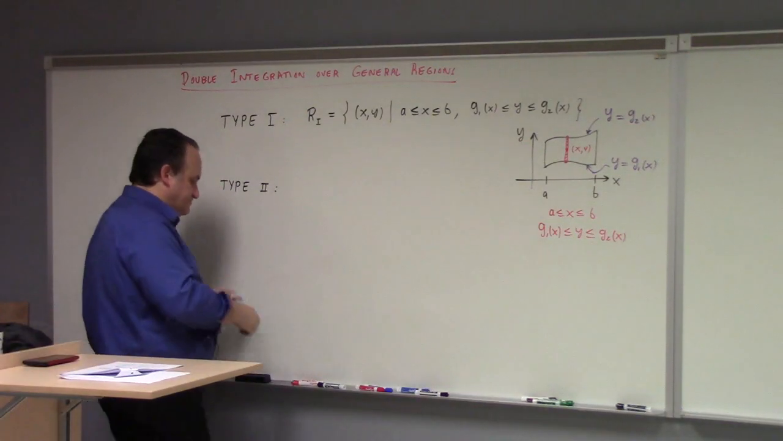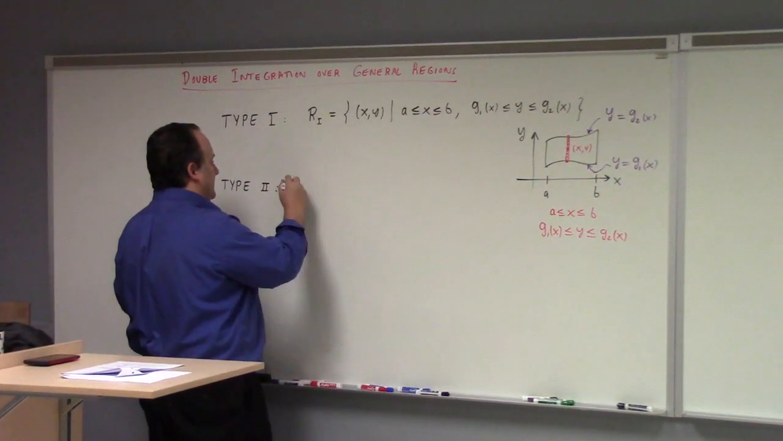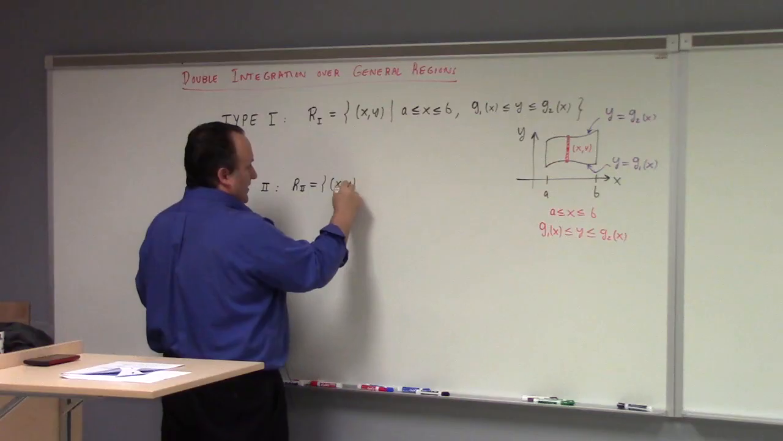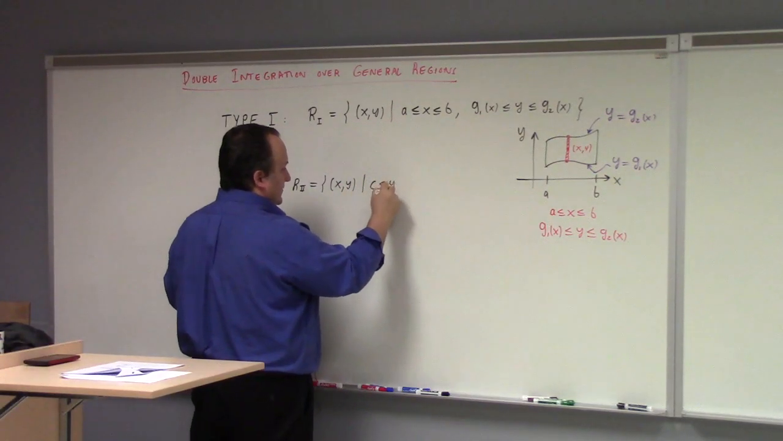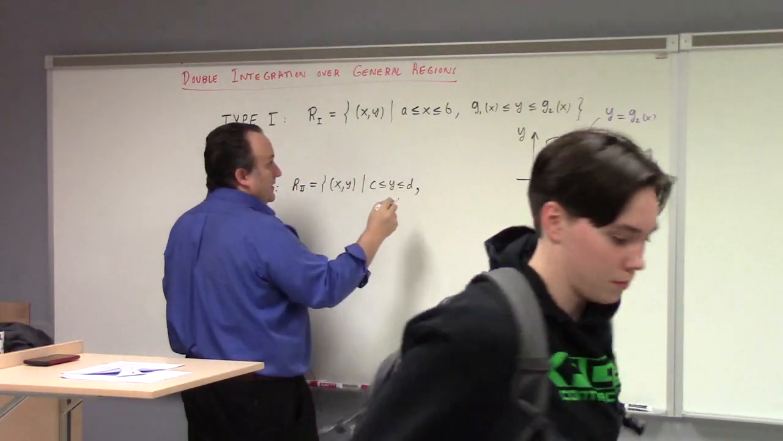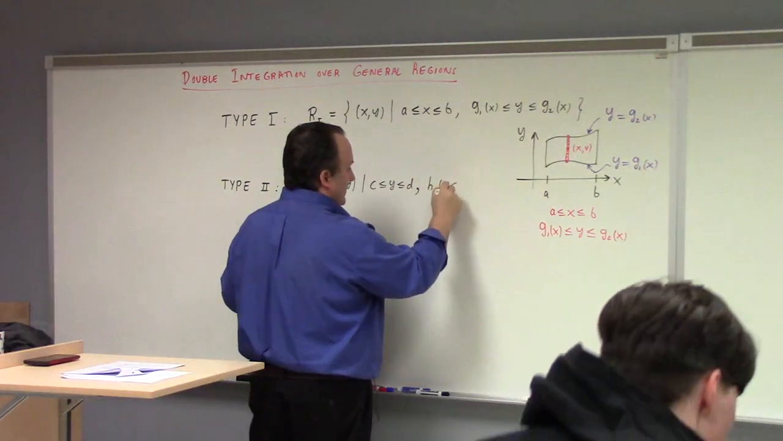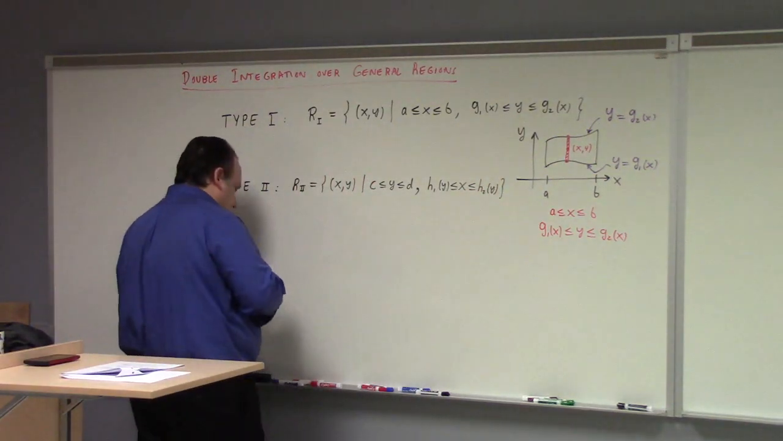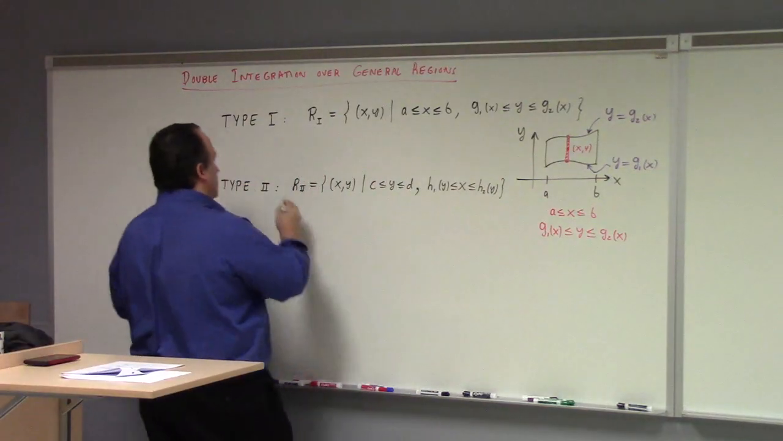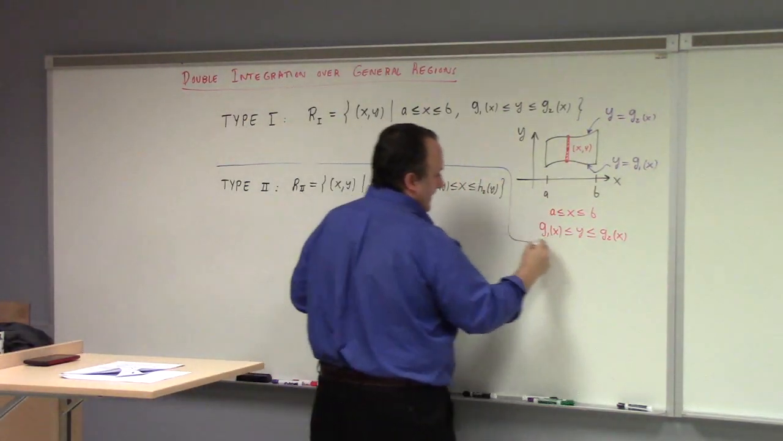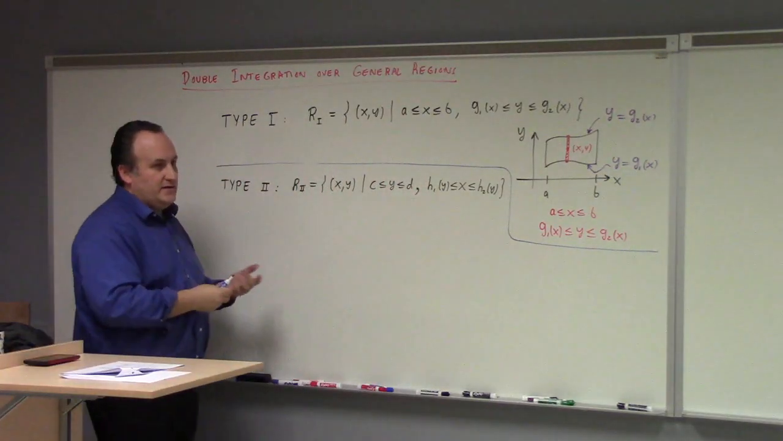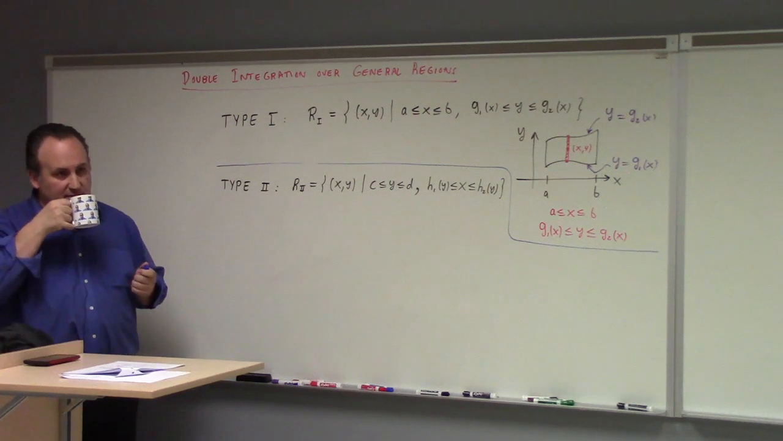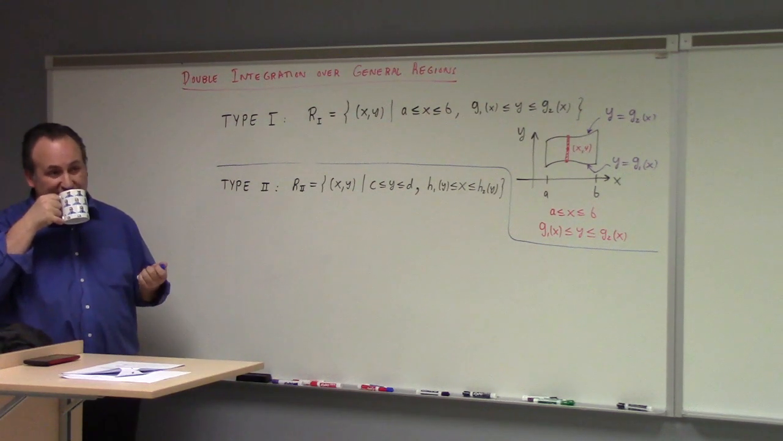Now a type 2 region, same kind of story, but here we have (x, y) such that c ≤ y ≤ d, and h1(y) ≤ x ≤ h2(y). So let's put it into words. A type 1 region has a clearly defined top and bottom, and the sides are just x equals a and x equals b.